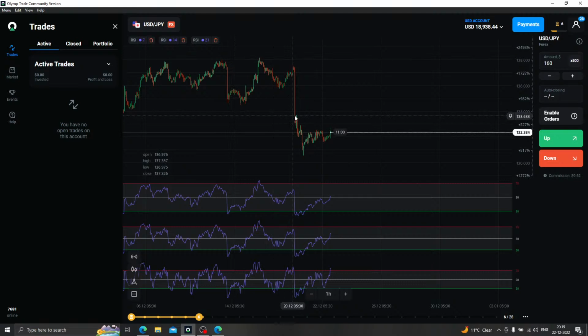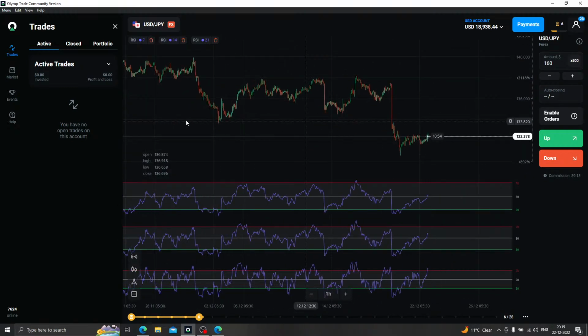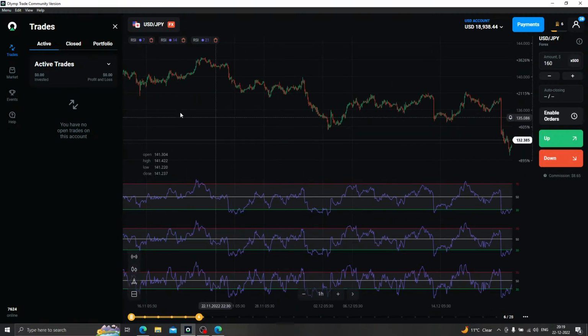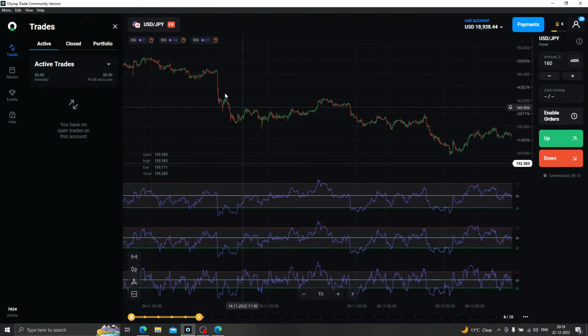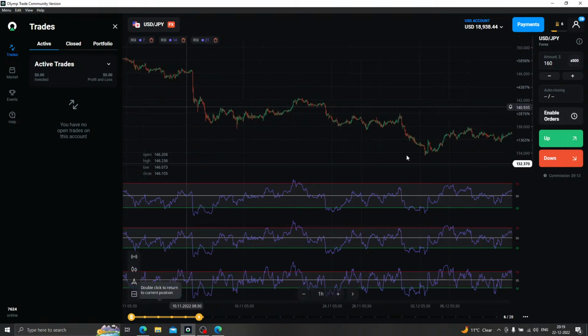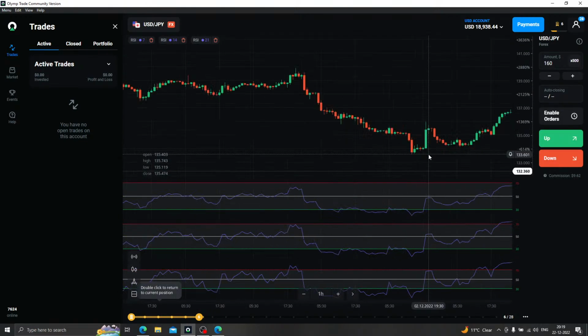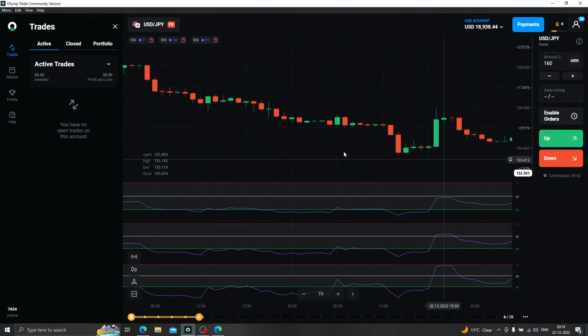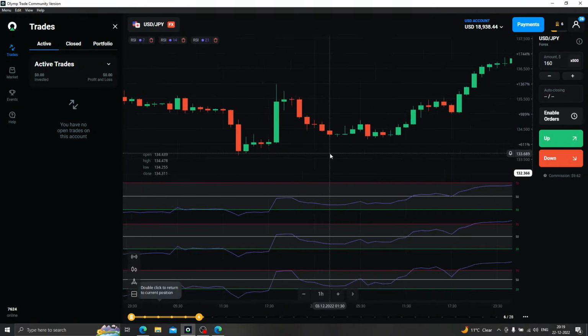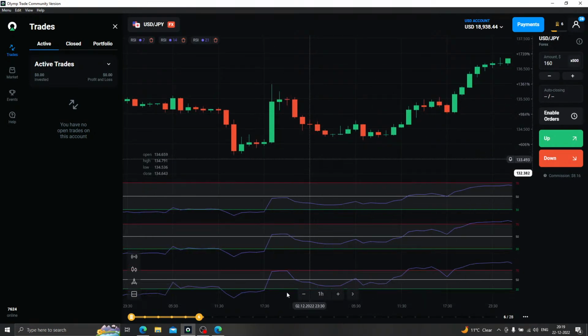This was the Japanese interest rate decision. This was the CPI news release, and this is the... no, this is not the NFP. Okay, yeah, this is the NFP here. At this point also, if you would have entered, you must have got good results.